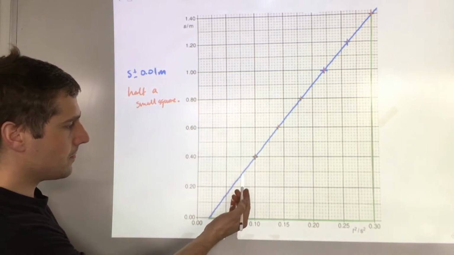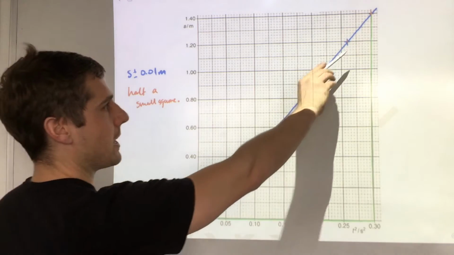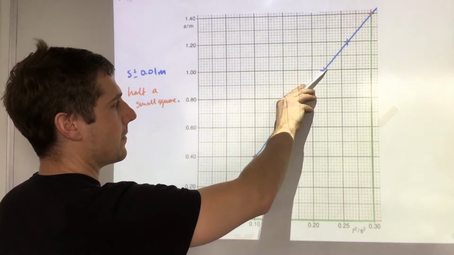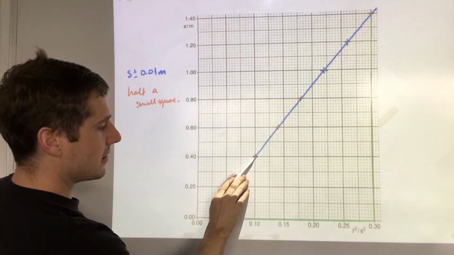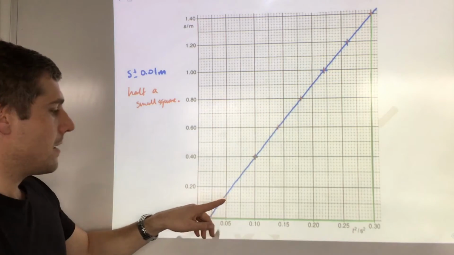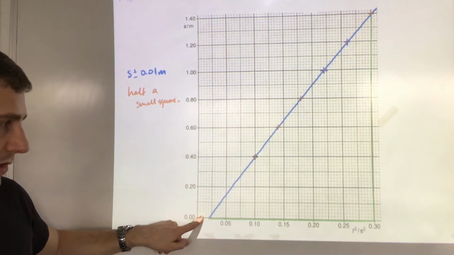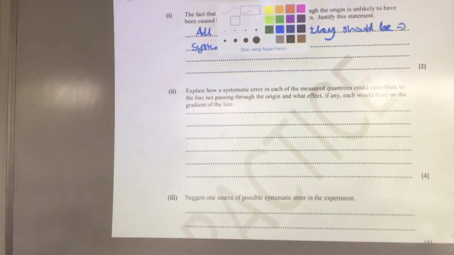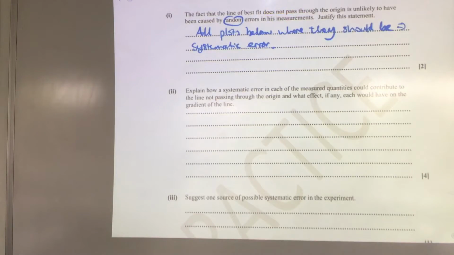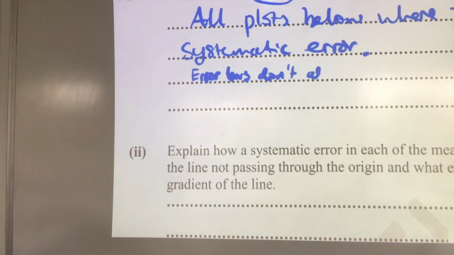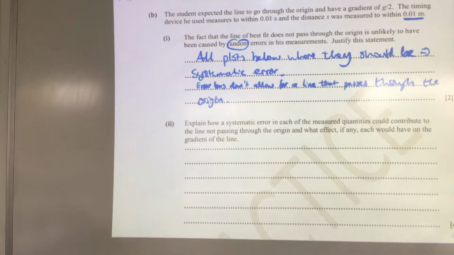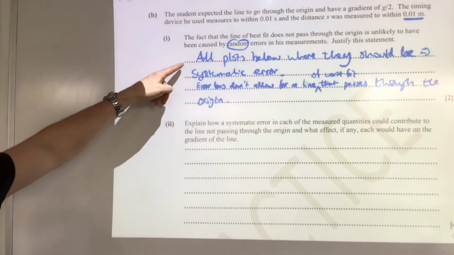And the line of worst fit that you could use, where if you took the very extreme point of plotting these as low down as they could be here, and then plotting them as high as they could be here to rotate the line around, that wouldn't give you a line that still passes through the origin. So the error bars do not allow for a line that passes through the origin. That's what we need to write here: error bars don't allow for a line of worst fit that passes through the origin. Those are the 2 points that we want to make there.